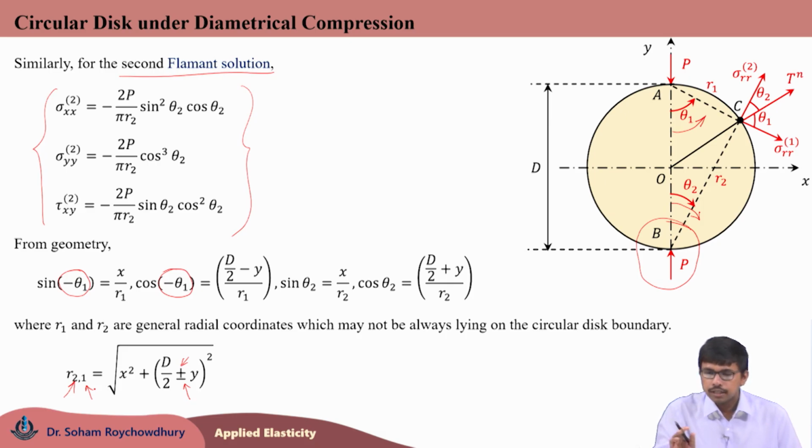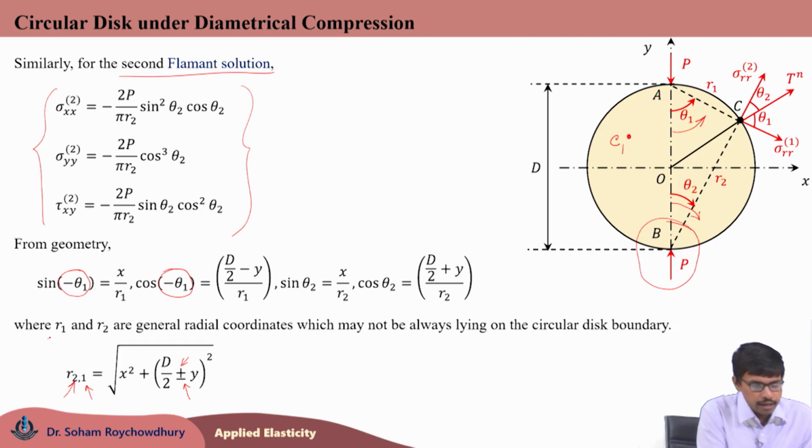And note that even though we derived this equation for a point C which is lying on the periphery of the circular disc, these expressions are valid for finding the stress distribution within the circle. So, C may not be exactly lying on the periphery, it may be a point here; the distance from C1 to A is r1, C1 to B is r2, and the corresponding angles are theta 1, theta 2, with that also this is valid.